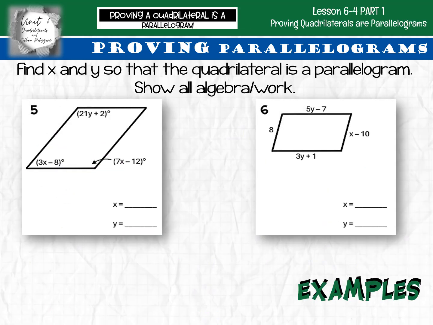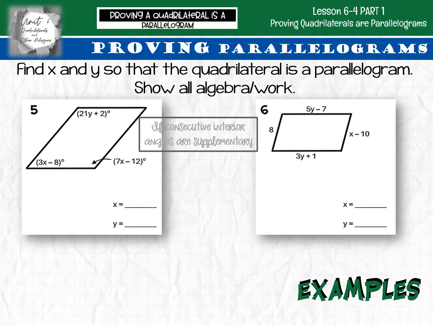Continuing on, find x and y, same direction, so that the quadrilateral is a parallelogram. Number 5, let's see, we have angle measures. The two angle expressions with x's are next to each other, so consecutive angles would have to be supplementary. Supplementary meaning they add to 180. All things from day one are fair game.